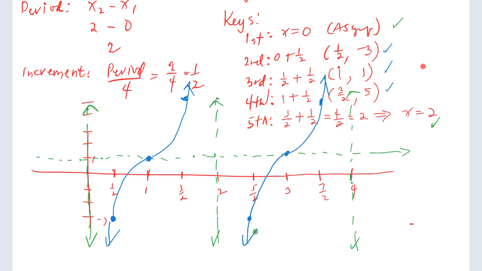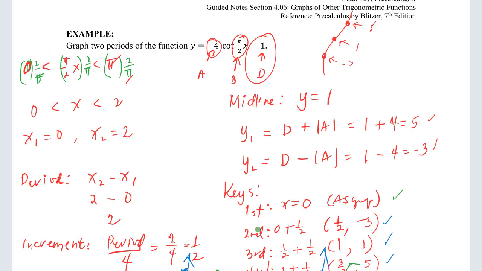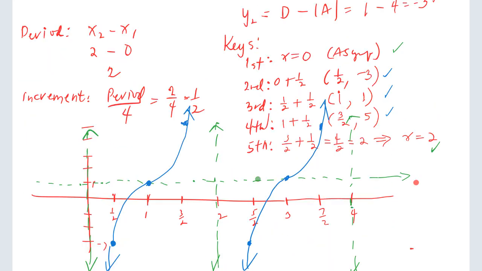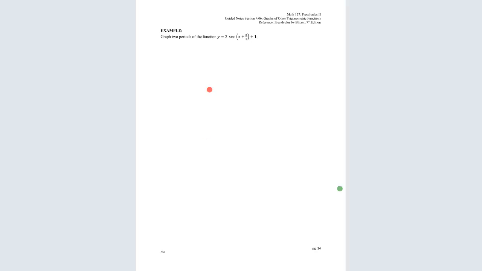All right, so there you go. So this would now be the graph of this given function. Okay, so as you can see here, we do have the midline, which is y is equal to 1. All right, okay.